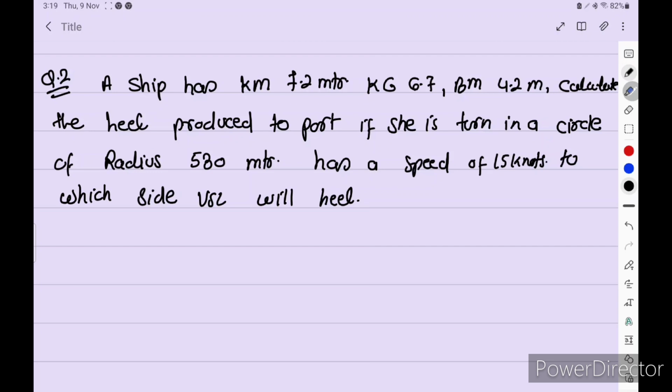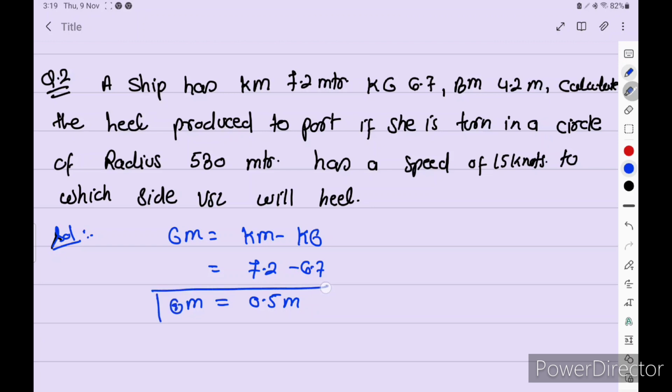Okay, let's move to the next question. A ship has KM 7.2 meters, KG 6.7 meters, BM 4.2 meter. Calculate the heel produced to port if she is turned in a circle of radius 530 meters at a speed of 15 knots. To which side will the vessel heel? So GM is equal to KM minus KG. We know this formula. So KM is given as 7.2 minus 6.7. So we get GM is equal to 0.5 meter.